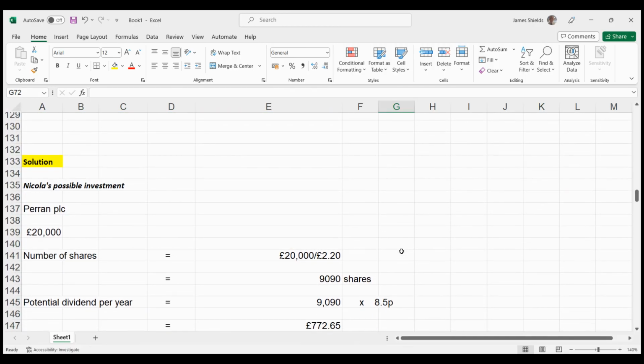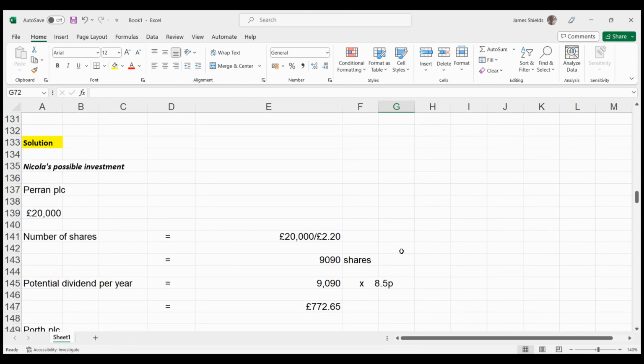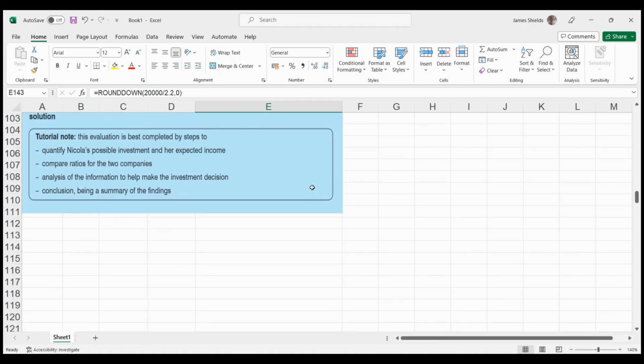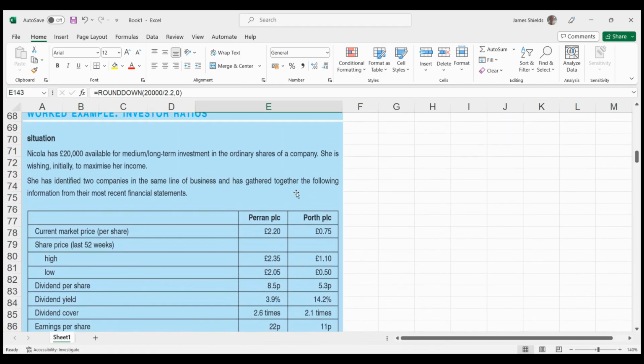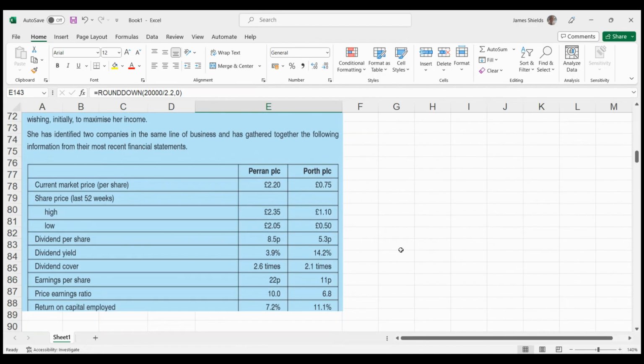Right, you've got to remember she wants to have maximum income. So we know she's got £20,000 to invest, and Perrin plc is the one we're going to look at first. To find out the dividend, because that's the type of income, we've got the number of shares, which is the amount divided by the price. So it's £20,000 divided by £2.20, which means you get 9,090 shares. So the £20,000 is the amount she's got to invest, and the price per share was £2.20. So that's where those two figures come from.